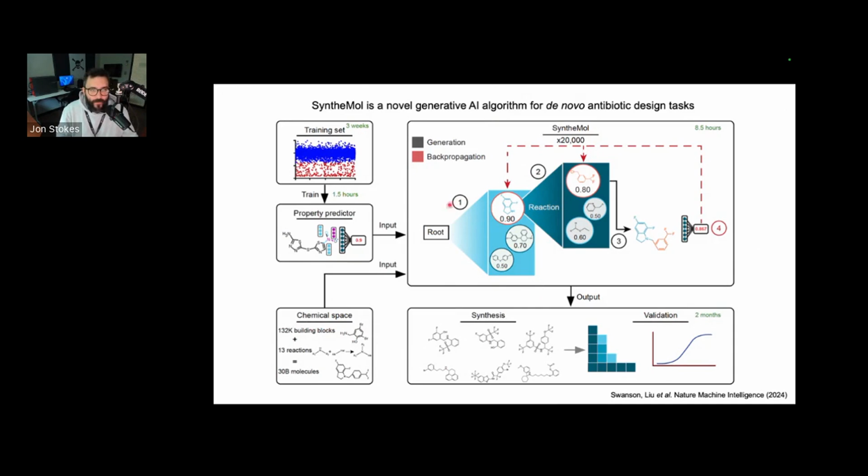This is a high-level representation of how it works. Basically, in 2 steps, it picks 2 building blocks that the model thinks will generate a molecule that is antibacterial. It then shows that molecule to the property predictor. And then the property predictor says whether it thinks it's antibacterial or not. We can then take these molecules that are predicted to be antibacterial, synthesize them relatively inexpensively, and test them in the laboratory.